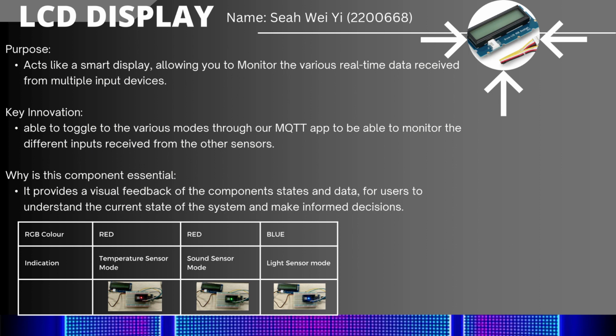Through our MQTT application, we can toggle between the modes to display the various data. This component is essential because it provides visual feedback of the components' data, allowing users to have a better understanding of the current state of the system and surroundings and make informed decisions.